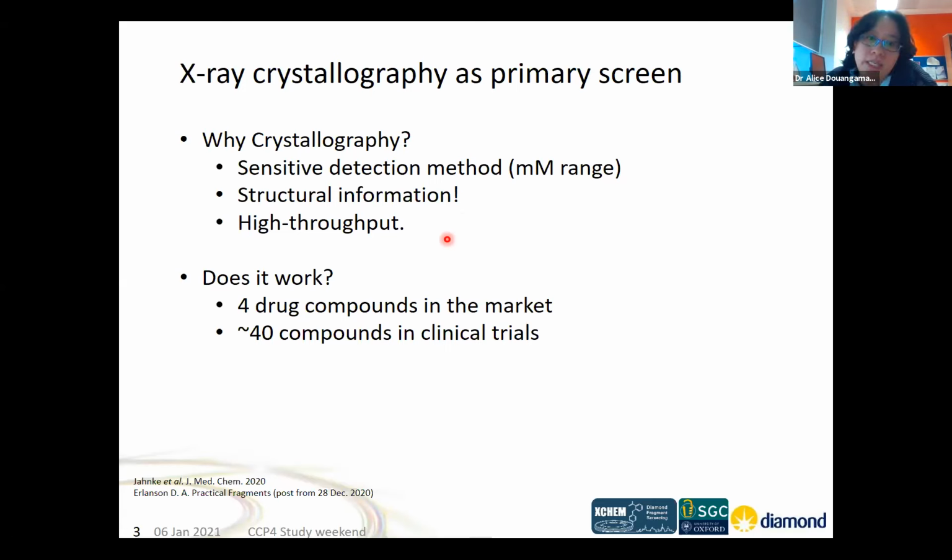And why are we recently doing quite a lot of fragment screening by X-ray crystallography? Because the throughput has greatly improved. At the synchrotron, you can now collect data very rapidly, and the detector technology has evolved so that you can collect data within minutes. Does fragment-based drug discovery work? There are 4 drug compounds on the market, and about 40 compounds in clinical trials.